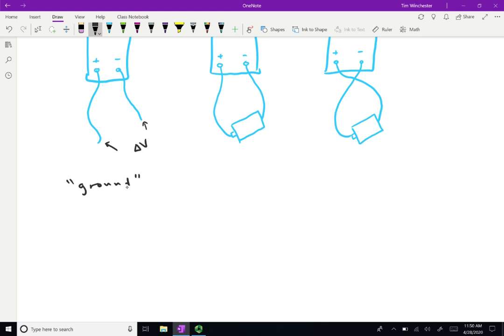So the ground is the arbitrary place we call V equals 0. And the reason we call it that is because it is literally the earth outside your home that is often defined to be V equals 0.